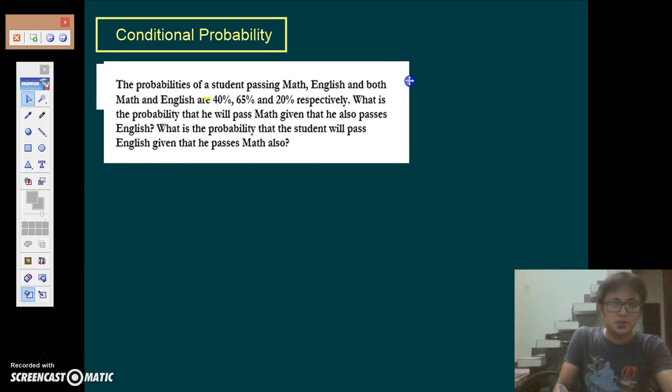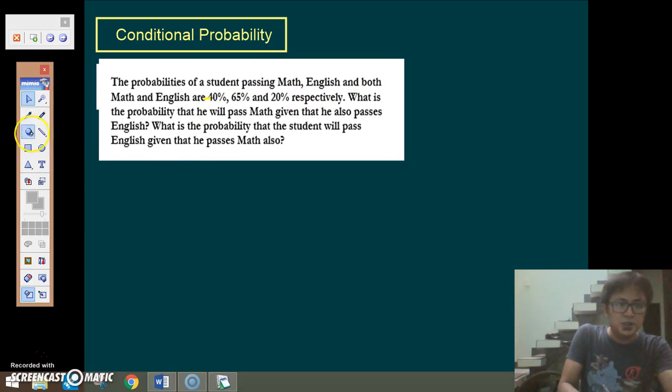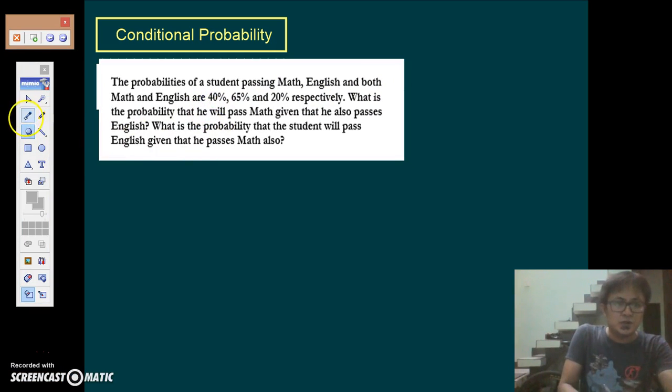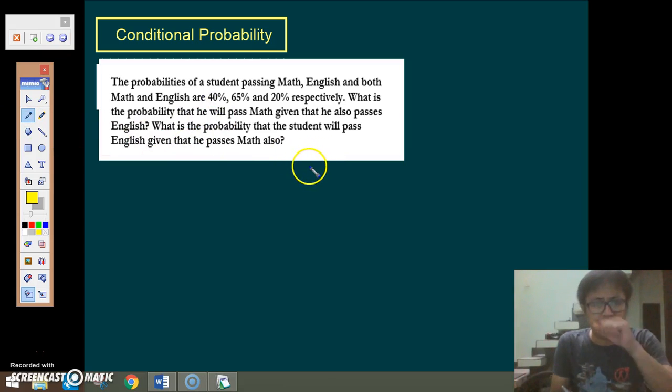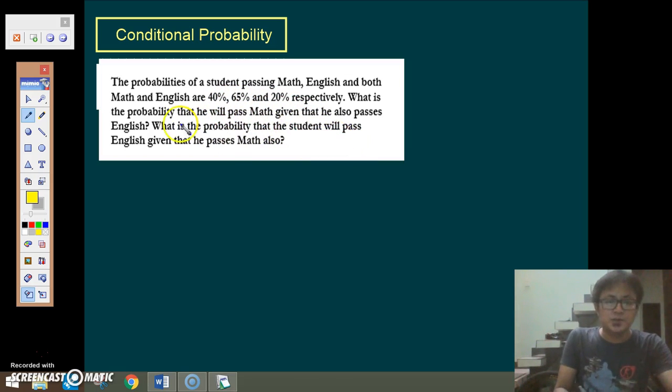About this: the probabilities of a student passing math, English, and both math and English are 40%, 65%, and 25% respectively. What is the probability that he will pass math, given that he also passes English? Then the next question: what's the probability that the student will pass English, given that he passes math also?